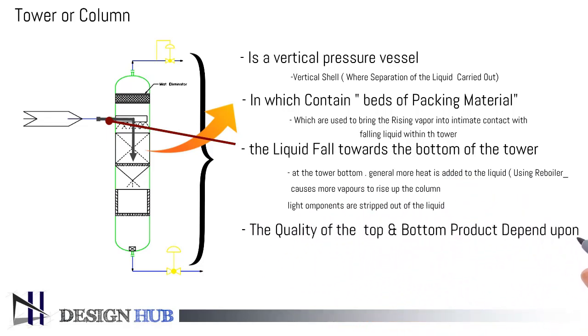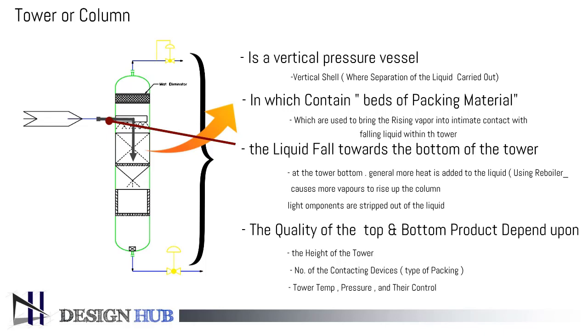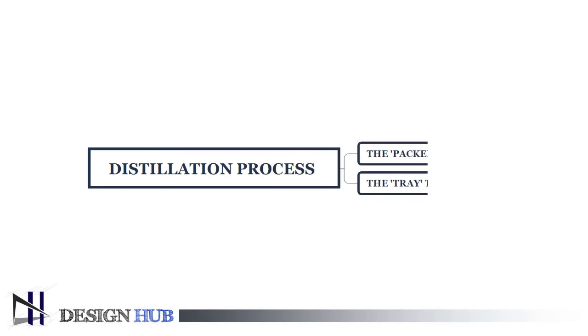The quality of the top and bottom product depends upon the height of the tower, number of contacting devices, packing type, tower temperature and pressure, their control system, and velocity of the rising vapor. Now we will discuss the distillation process, the packed type and the tray type.